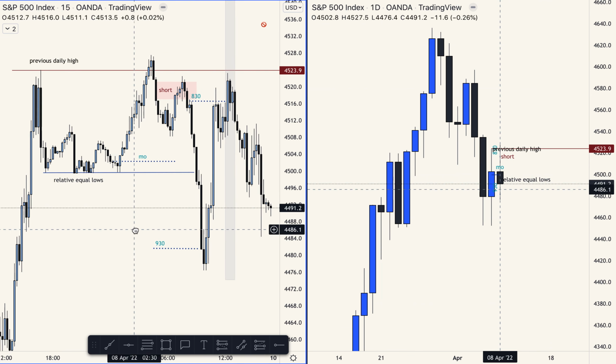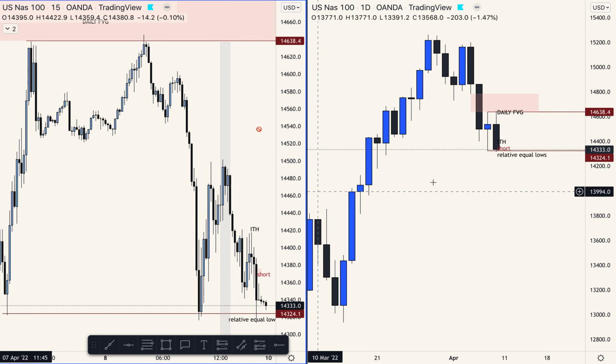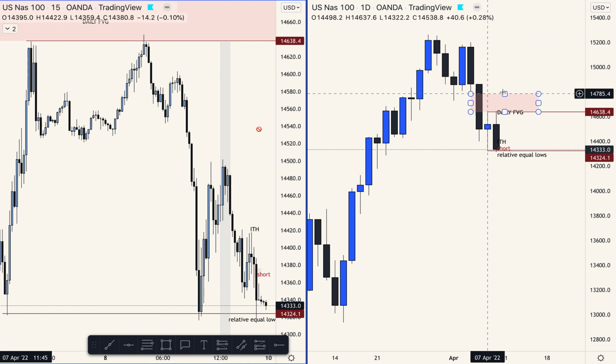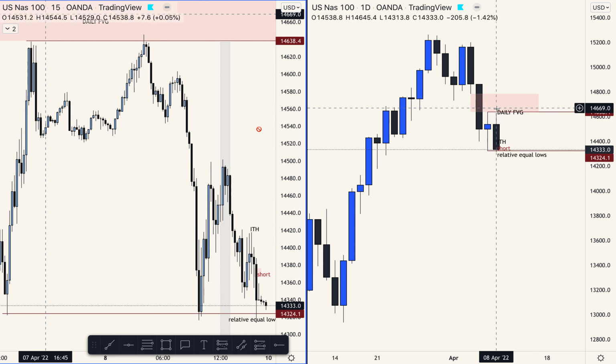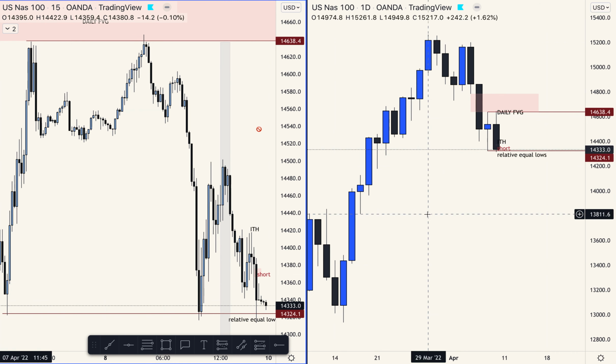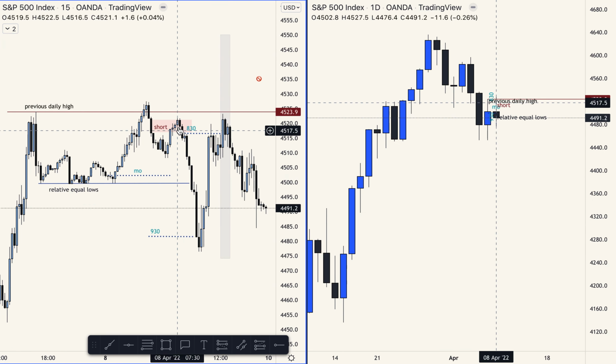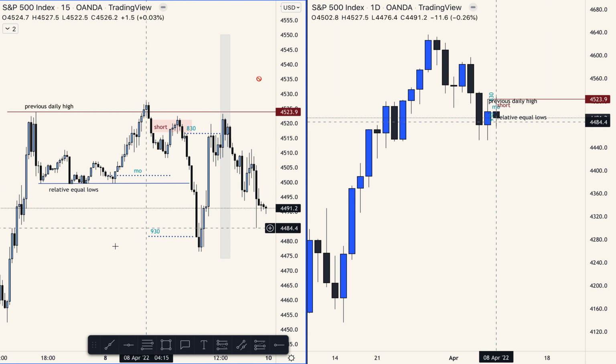One of the things I do want to mention that you could have used for extra confluence for a bearish move: normally, NASDAQ and S&P kind of move together. So we'll flip to NASDAQ really quick. As you can see on NASDAQ, there was a daily fair value gap and price traded into that daily fair value gap. So that just gives you extra confluence to frame a bearish bias. That helps out with the S&P bias being bearish as well, and just gives you extra confluence on this short.